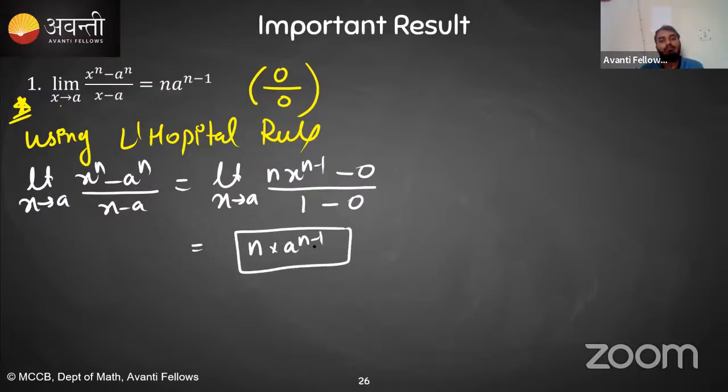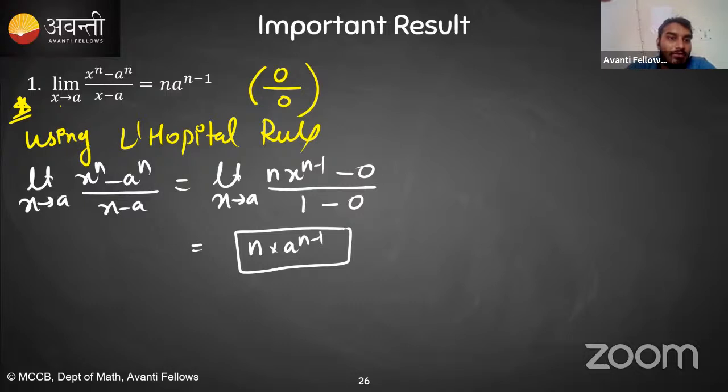Is this clear? So L'Hopital rule is very, very important. Very important result. I hope this is clear to you. So what do you do when you have 0 by 0 form? Differentiate the numerator and denominator continuously, till we get rid of the indeterminate form, and finally put x equal to a and get the answer. Is this clear?